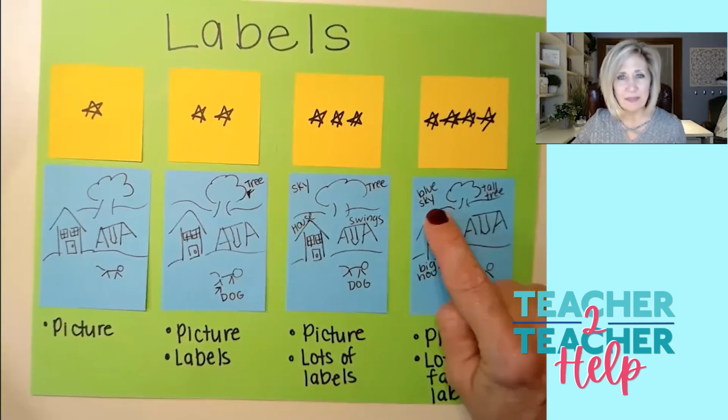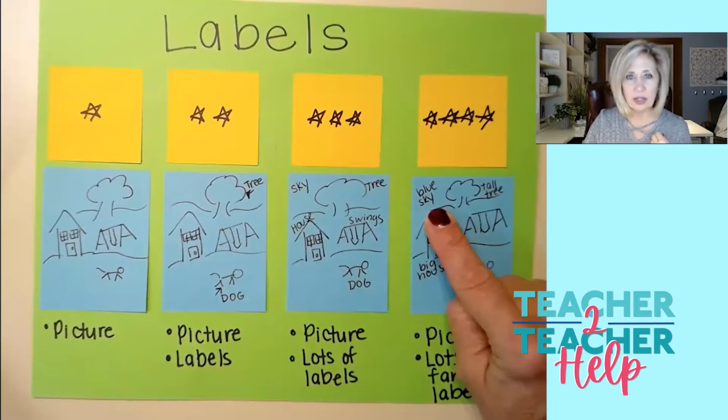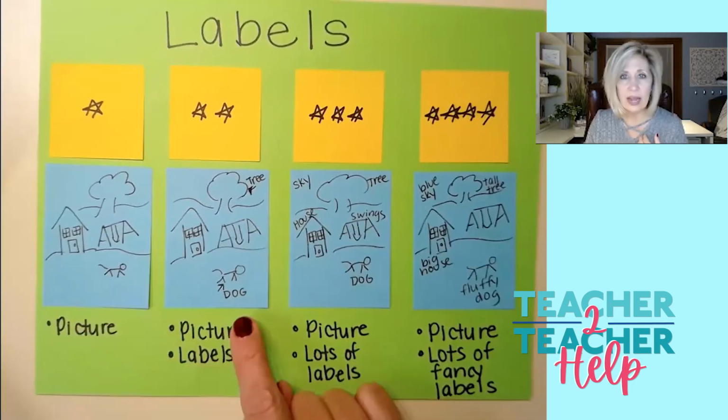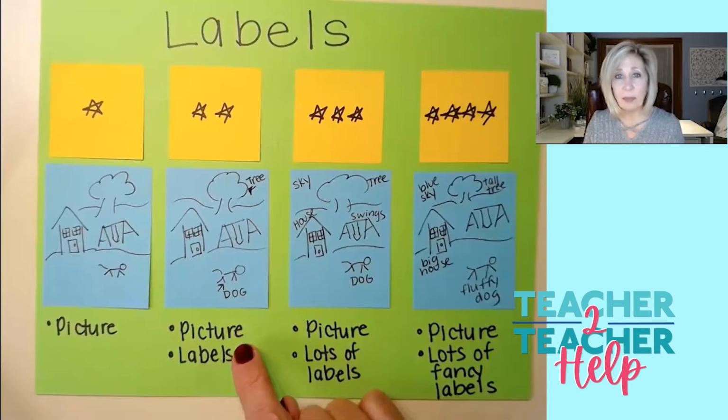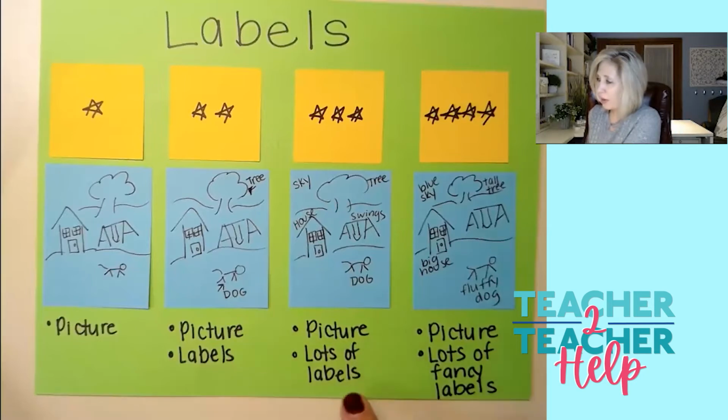So blue sky. And so I can meet every writer exactly where they are as a writer by having a microprogression. If they're only drawing pictures, I can lift the level just a bit by having them just start to write labels. If they are adding one label to a picture, then I can show them how they can lift the level, power up their writing, and start to add lots of labels.